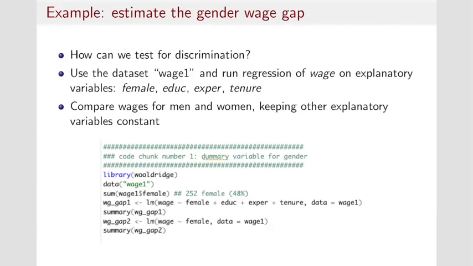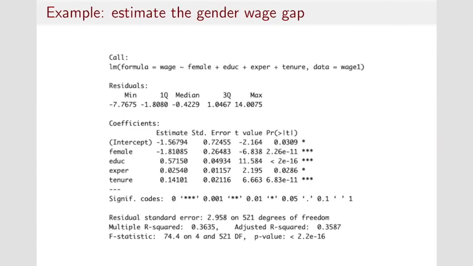Let's check the gender wage gap with some data. How can we test if there is discrimination in females' wage? We use the dataset wage 1 and run the regression of wage on explanatory variables, including a dummy variable for female, education level, experience, and tenure. It includes 252 females, which is 48% of the whole observation. Here are the regression results for the multiple linear regression model.